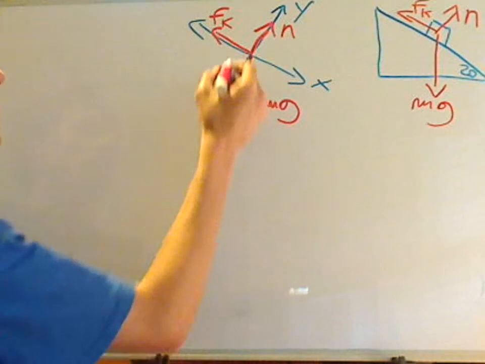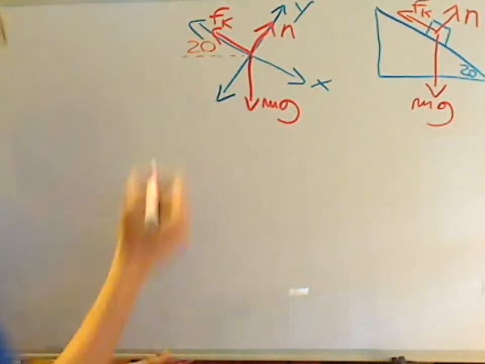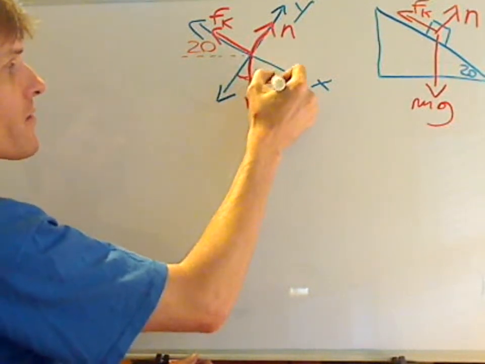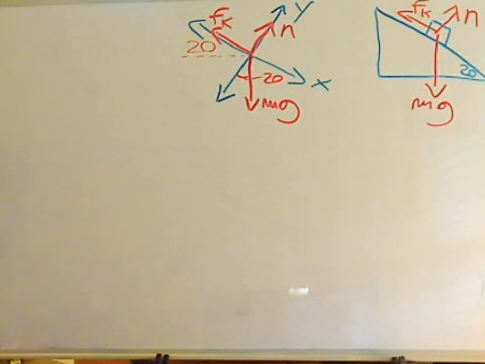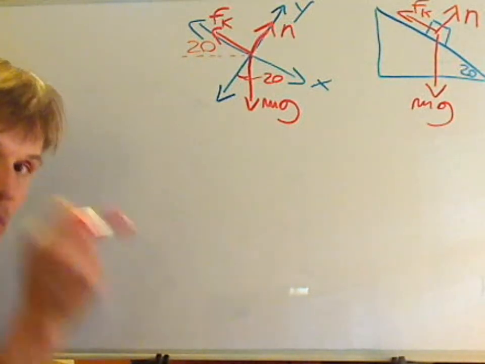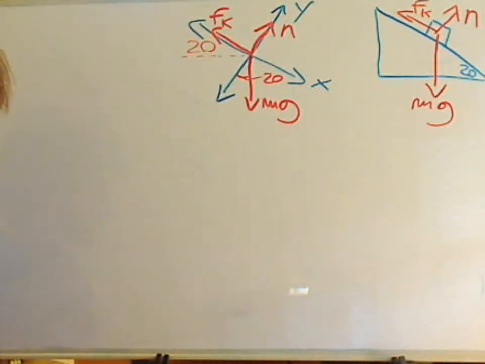Okay? And a little bit more geometry here. This is a 20-degree angle, and therefore this is also a 20-degree angle. So it's basically the exact same setup that we did for this inclined plane problem without friction, except now we have this kinetic friction force that comes into play.